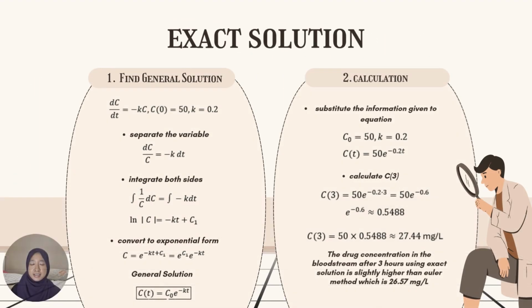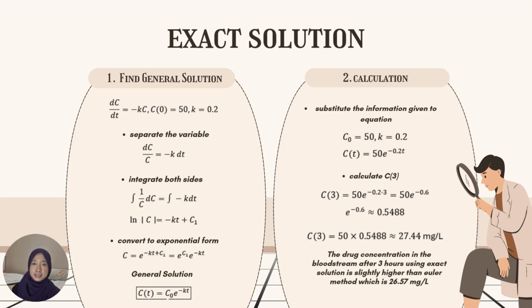The slide shows the exact solution of the differential equation modeling drug concentration in the bloodstream. The process is described by the first order equation dC/dt equal to negative 0.2 C with initial condition C0 equal to 50 mg per liter. By separating variables and integrating, the exact solution is obtained as C(t) equal to 50 e to the power of negative 0.2 t. Substituting t equal to 3 hours gives a concentration of approximately 27.44 mg per liter.